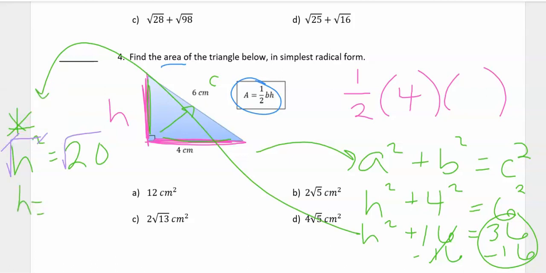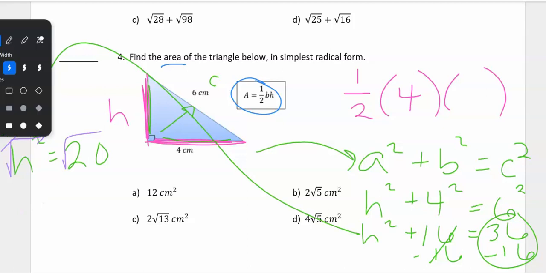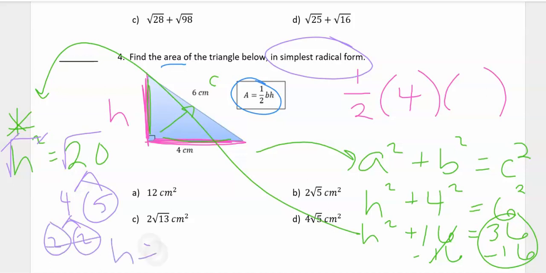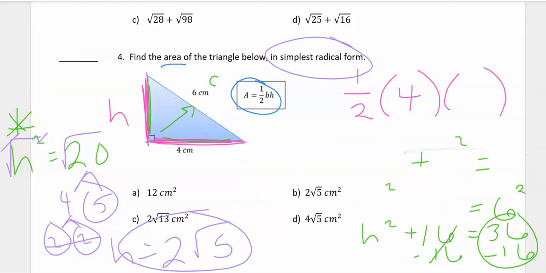So H equals, I'm going to have to do a factor tree. I'm going to have to do a factor tree on the 20 because they do say they want me to leave my answer in simplest radical form. So let's do like 4 and 5, 2 and 2. Okay, so a 2 would come out, 5 would stay under. There's my height.